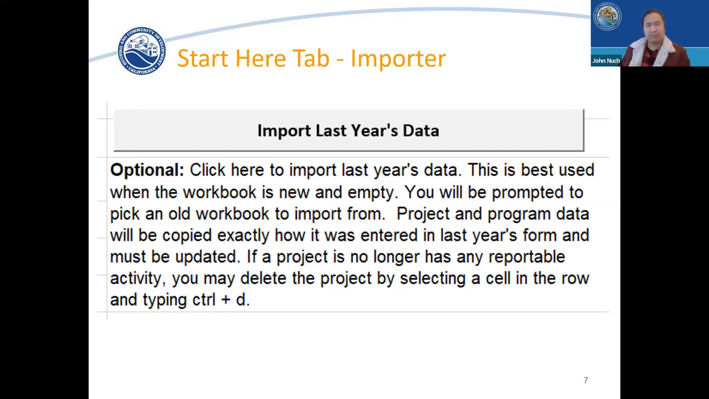So, for example, you reported a project as being entitled during the previous reporting year, and that's all. But this current reporting year, it received the building permit. So that portion needs to be reported. The importer will copy over all project information from last year's form, meaning you just have to complete the additional building activity that occurred. Please note that the importer will copy most tables. If you need to, you can delete any information copied by the importer by selecting a cell in the row and typing Control D.